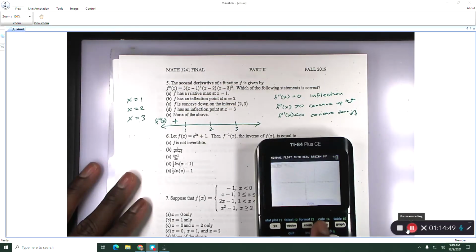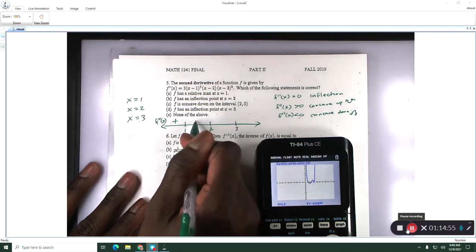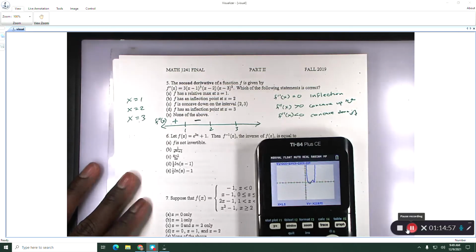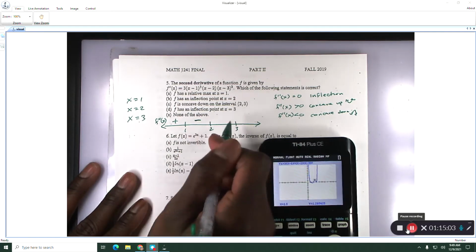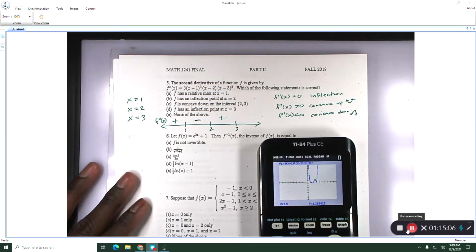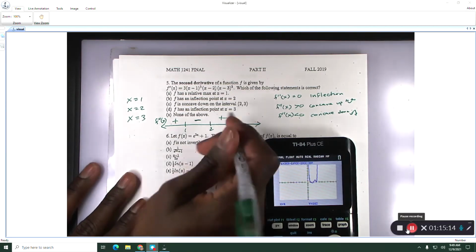I'll go to calculate my next one, 1.5. This just makes it a little bit easier because we're dealing with decimals. This is going to be negative. Second calc, go again, 2.5. This is positive. And then on second calc, let's just say I can do 4. That's also going to be positive.